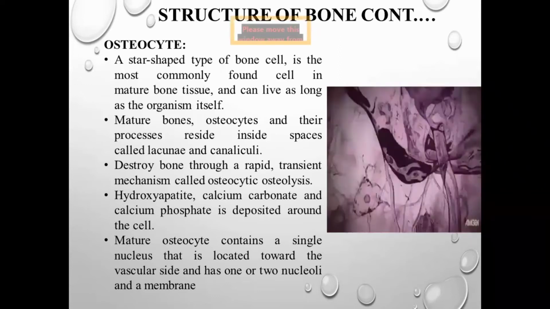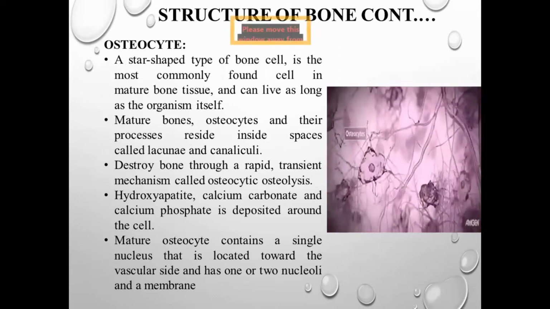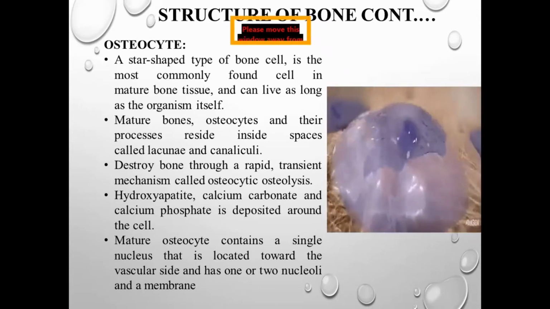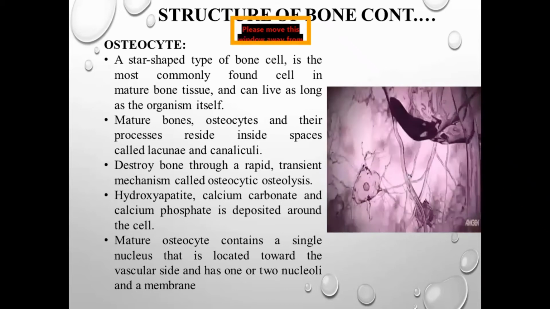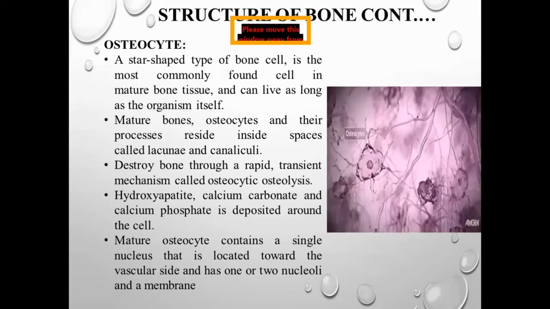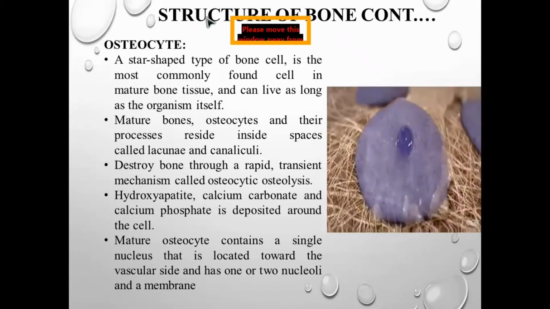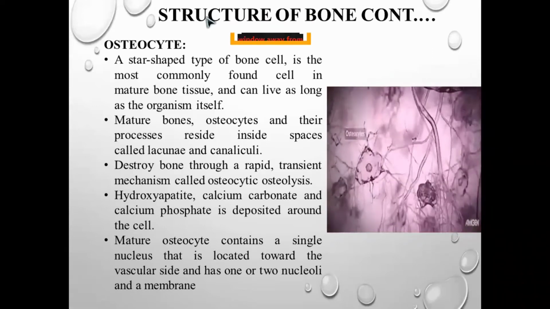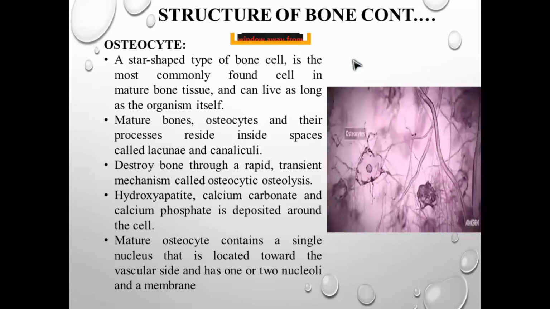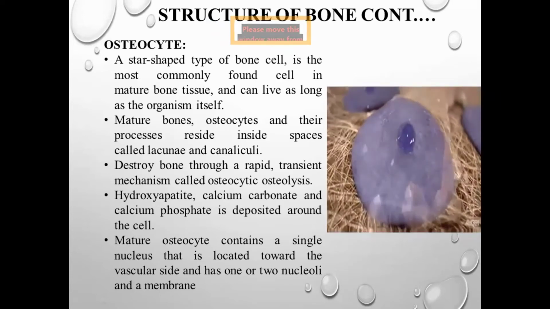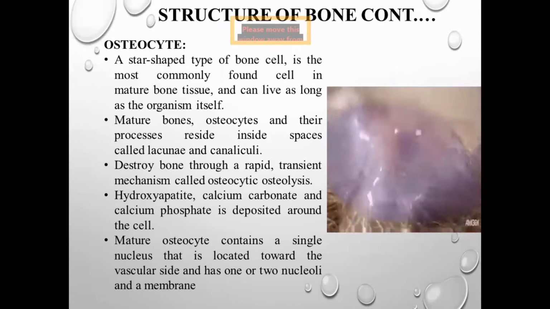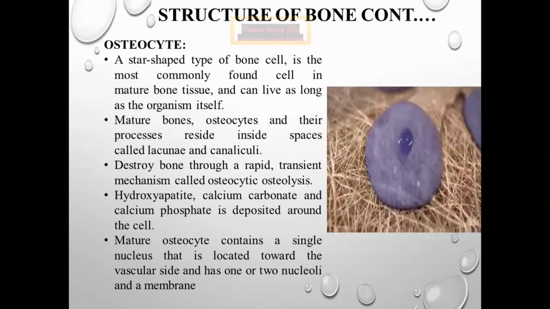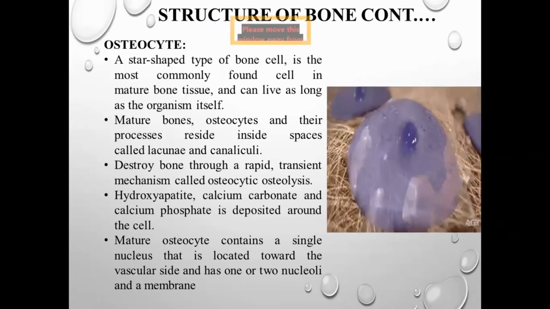Okay, osteolysis. Hydroxyapatite, calcium carbonate and calcium phosphate are deposited around the cell. Mature osteocytes contain a single nucleus located towards the vascular side, with one or two nucleoli and a membrane. So these cells might have one or two nucleoli inside the membrane, and it's also a single nucleus cell.